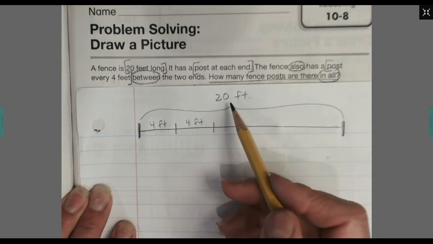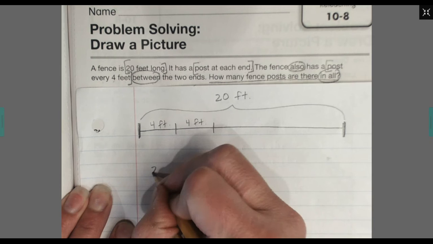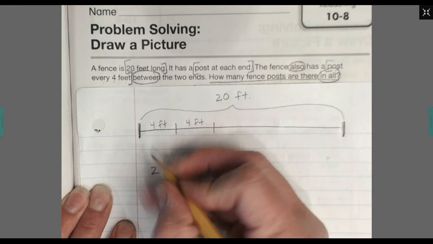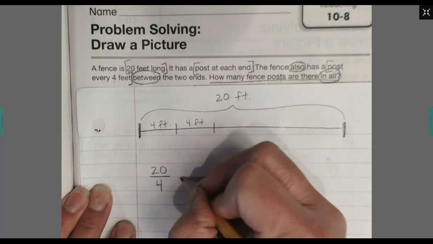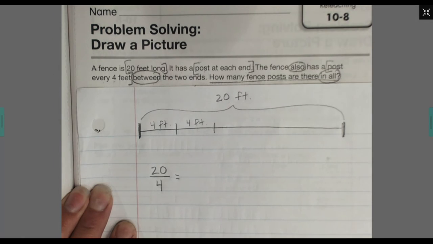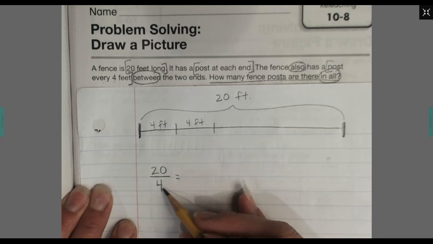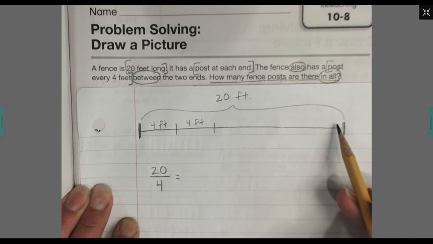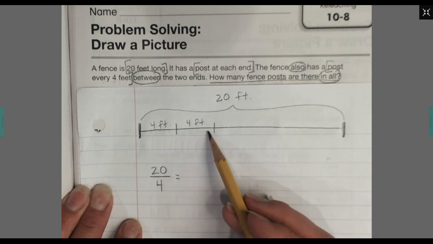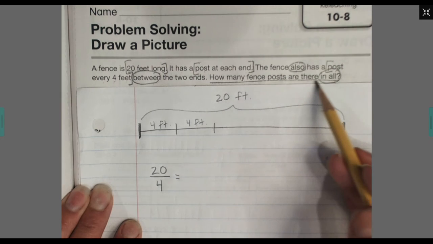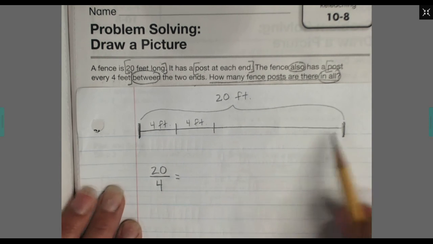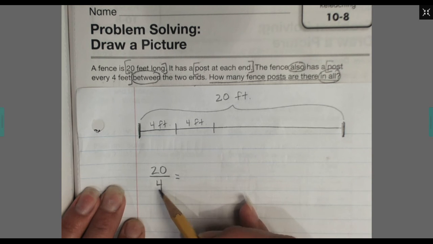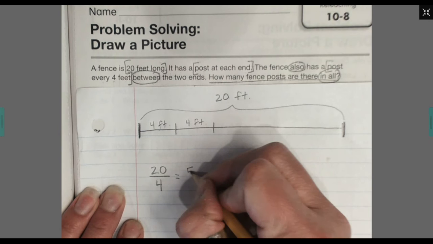So we take our 20 and we can divide our 20 into groups of 4. And that's going to tell us how many equal parts there are, right? It won't tell us the number of posts. That's not what it's going to answer. We'll have to find that at the end. But that will tell us how many parts there are here. So 20 divided by 4, which gives us a total of 5. So there's 5 equal parts.